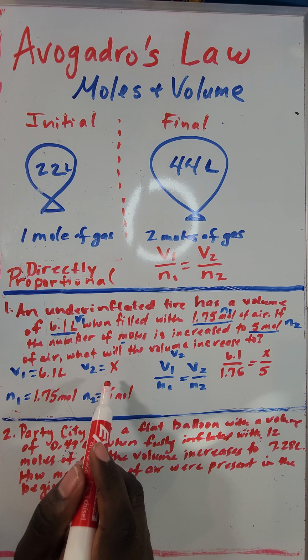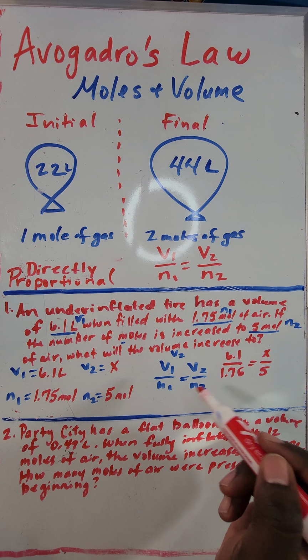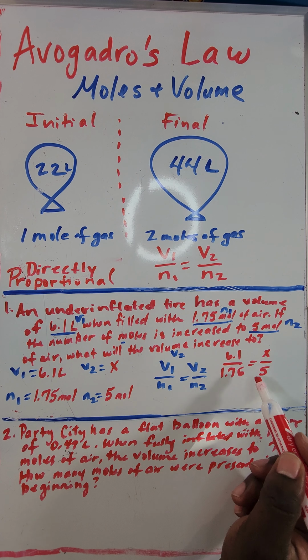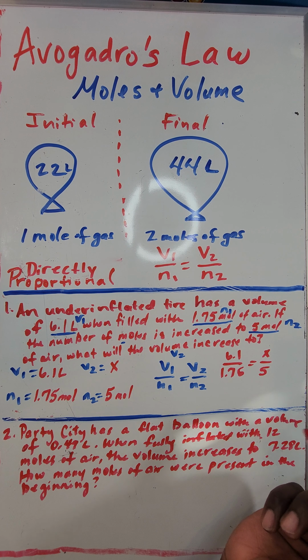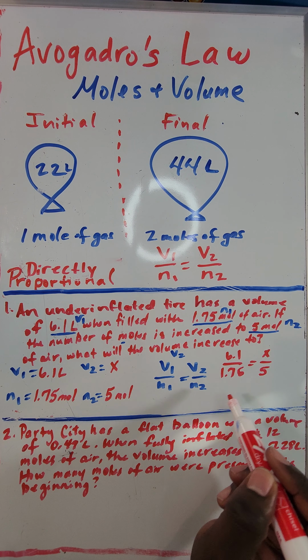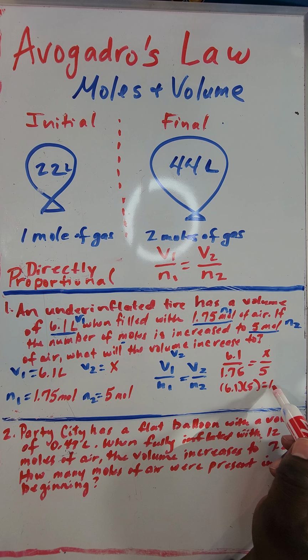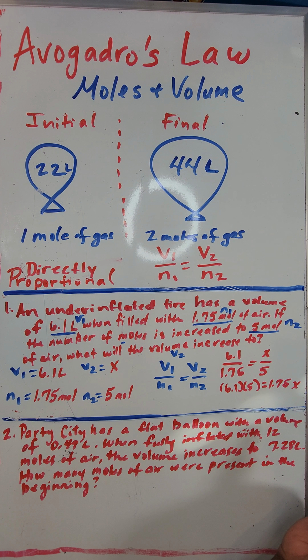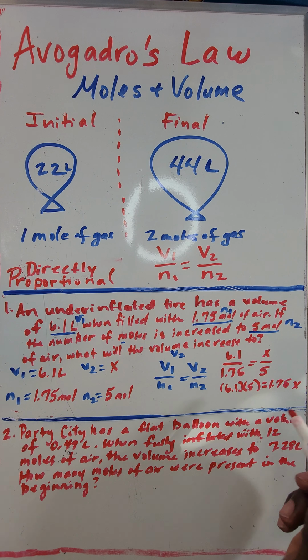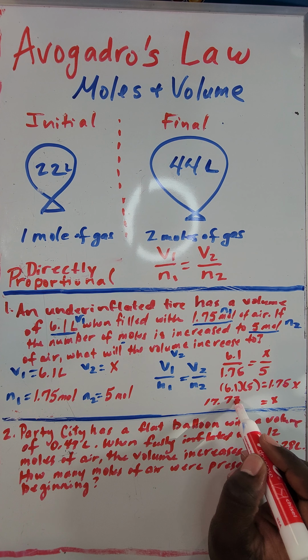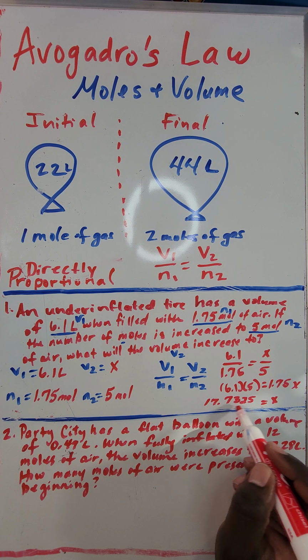A lot of y'all are probably going to feel like this step right here is not necessary. But I've seen so many of my kids mess up because they won't do this and then they switch the variables in the wrong spot, and then it's a done deal. So do this step: rewrite the formula and then plug in your numbers. Now if we cross multiply and divide, we'll get 6.1 times 5 here, and then you're going to get 1.75 times X. You should get that X is going to equal 17.7325 and some other numbers.